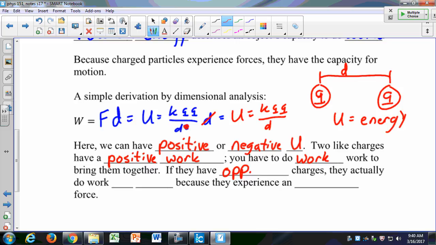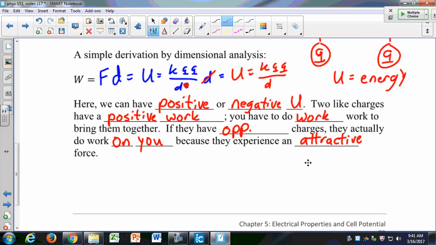As they come up, you have to physically pull back like two pit bull dogs that are trying to fight. You have to pull back on them. So they're going in this direction, but the force is in the opposite direction. And so that's negative work. So for opposite charges, you have to do negative work to keep them apart. And so that means that they have negative potential energy. So if they have opposite charges, they actually do work on you because they experience an attractive force.